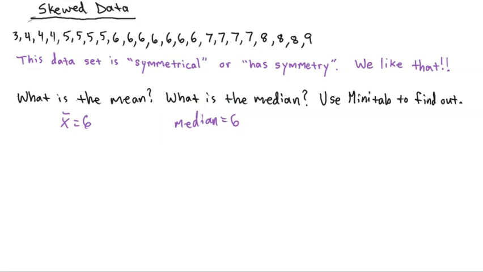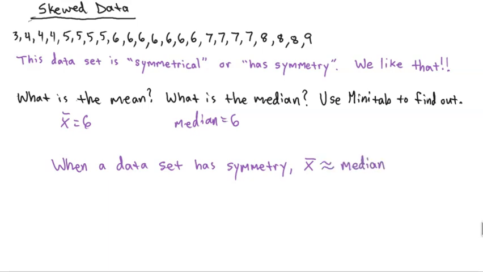So when our data set is symmetrical, the mean is equal to the median. Okay, so let's go ahead and say that. All right, and I changed the symbol here to approximately equal to because we rarely ever in a large data set have a mean that is exactly equal to the median, but it's approximately equal to. And in this case, it is exactly equal to, but it's also a very small data set that I contrived. Okay, but when a data set has symmetry, the mean of the data set is approximately equal to the median of the data set.